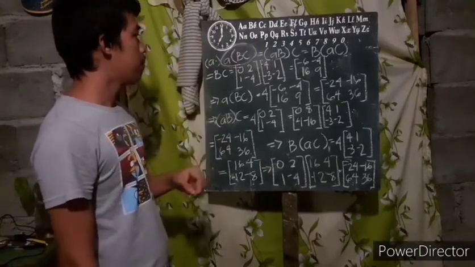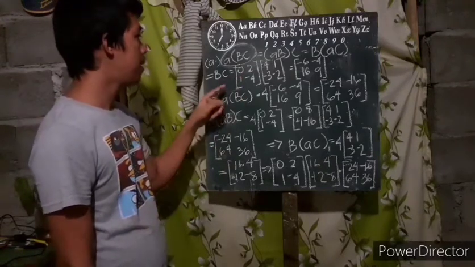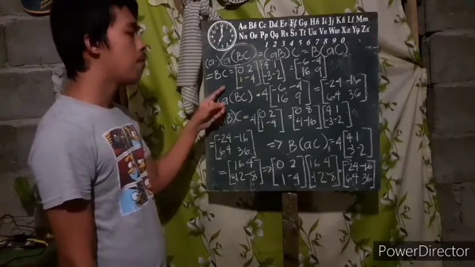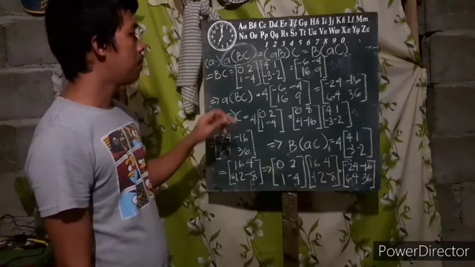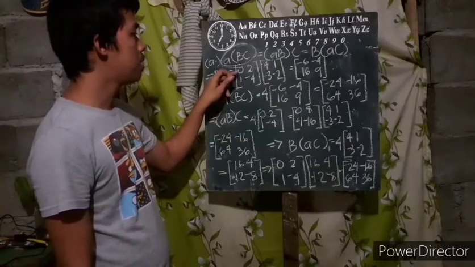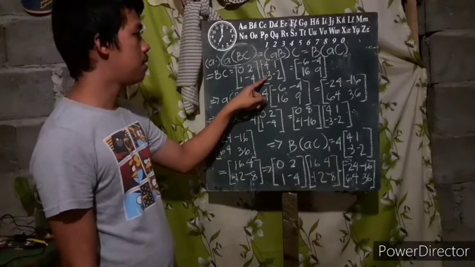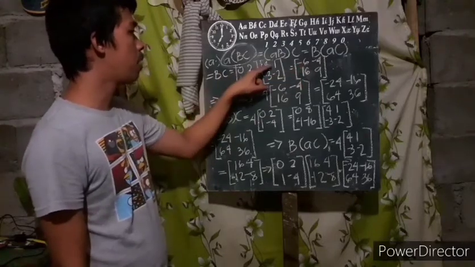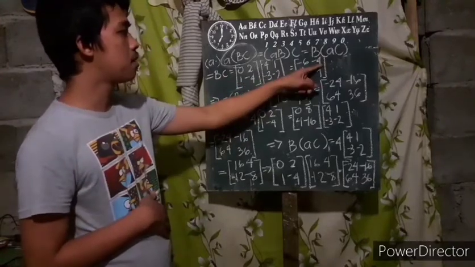So B times C, we have a matrix of B which is 0, 2, 1, negative 4, and the matrix of C whose elements are 4, 1, negative 3, negative 2. To multiply the two matrices, we need to multiply each element of the row into the column. So first 0 times 4 equals 0. So 2 times negative 3 equals negative 6. So 0 plus negative 6 equals negative 6. The next is 0 times 1 equals 0. Then 2 times negative 2 equals negative 4. So we come up with this answer, negative 4.